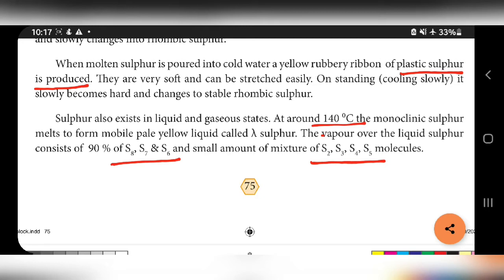How will you convert rhombic to plastic sulfur? We can write this paragraph. How do you convert rhombic sulfur to plastic or monoclinic sulfur? You have to write this paragraph. For lambda sulfur, you have to write these two lines.